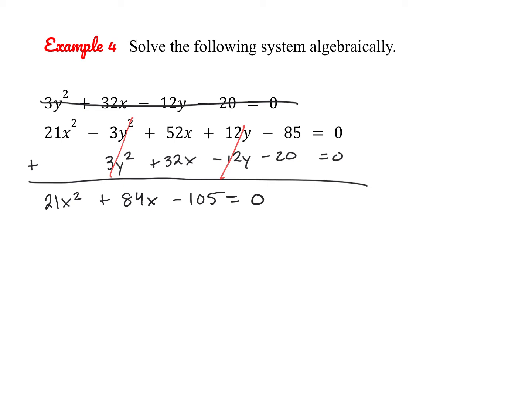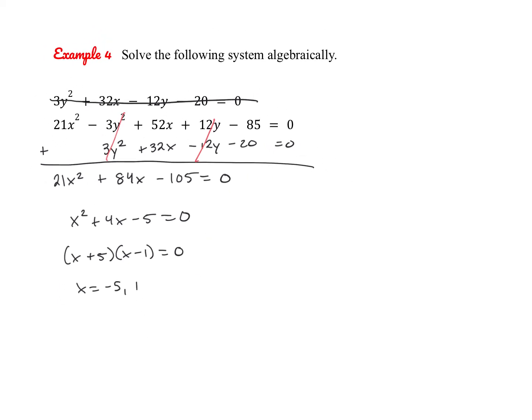So here I'm actually going to divide both sides by 21 to simplify my quadratic before I keep solving. And then here I can solve by factoring again. So we get two values for x: -5 and +1. And we do need to substitute both of those x values into either of our original equations. So I'll substitute it into this equation to help us finish solving for y.